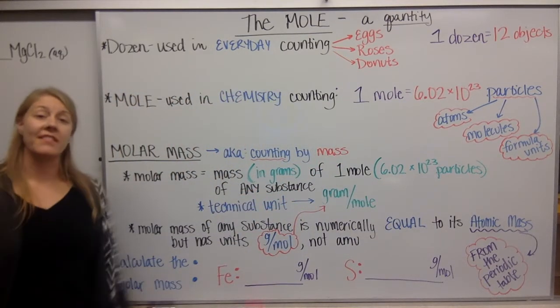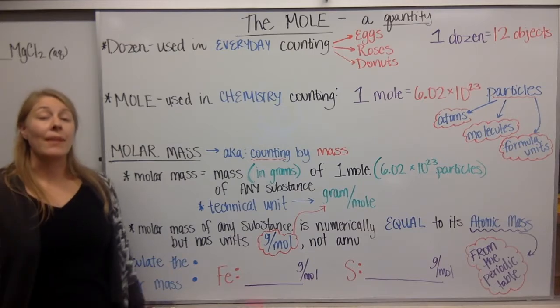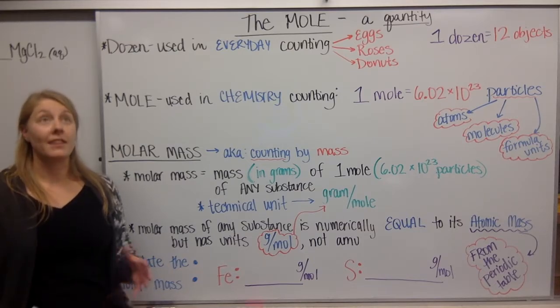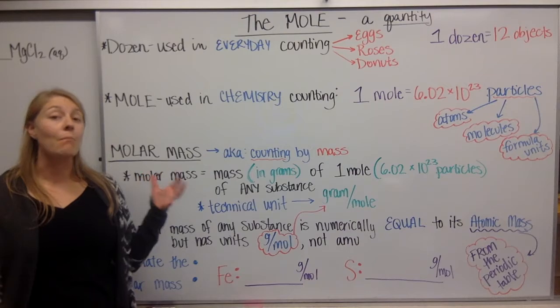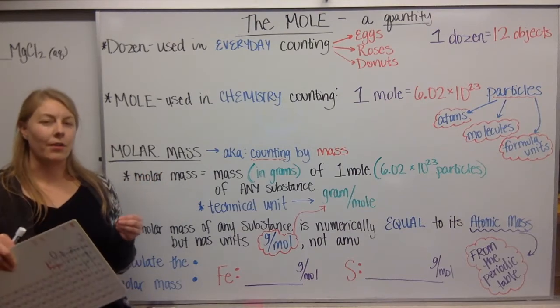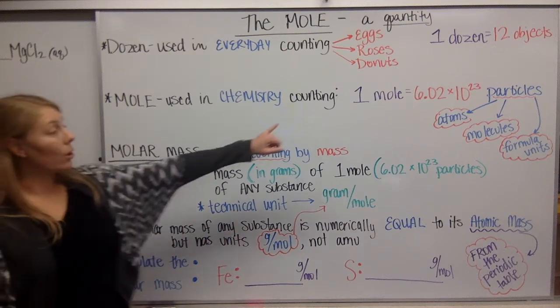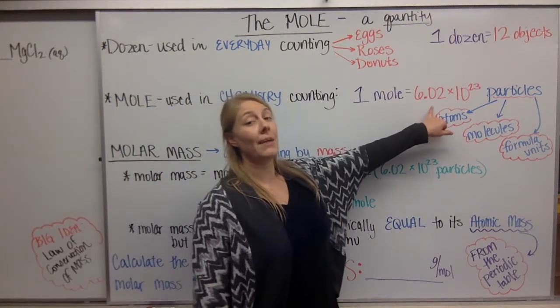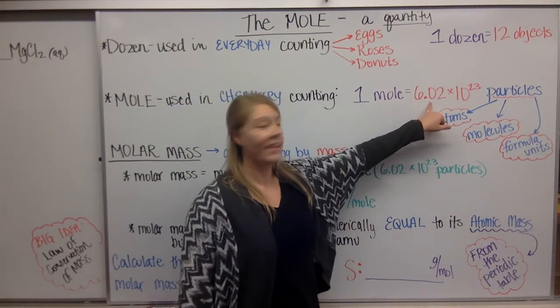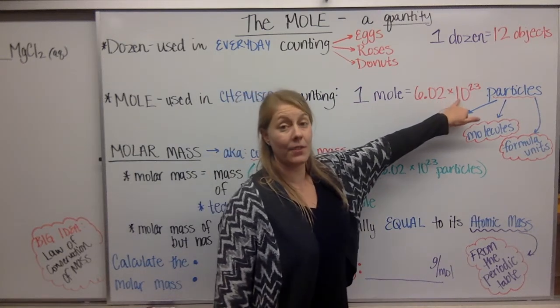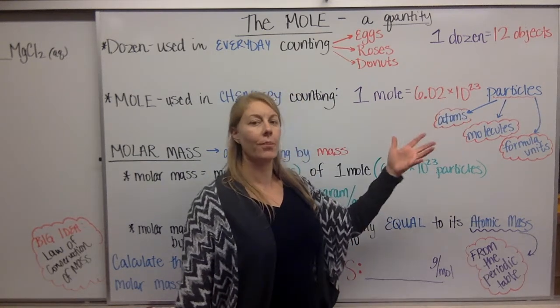The mole functions the same way in chemistry, except that it does represent a whole lot more of very tiny particles. So a much larger number of much smaller particles. A mole is equal to 6.02 times 10 to the 23rd particles. Now that's 6.02 with 23 zeros, so it's a huge number of particles.